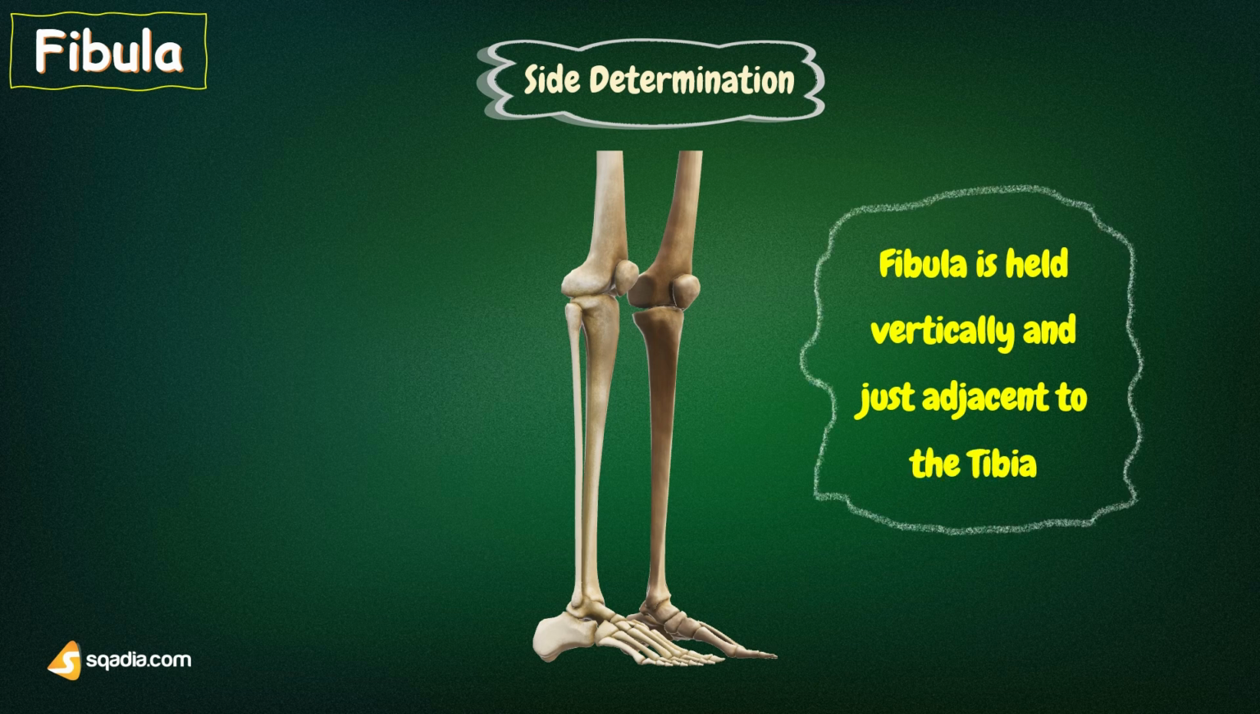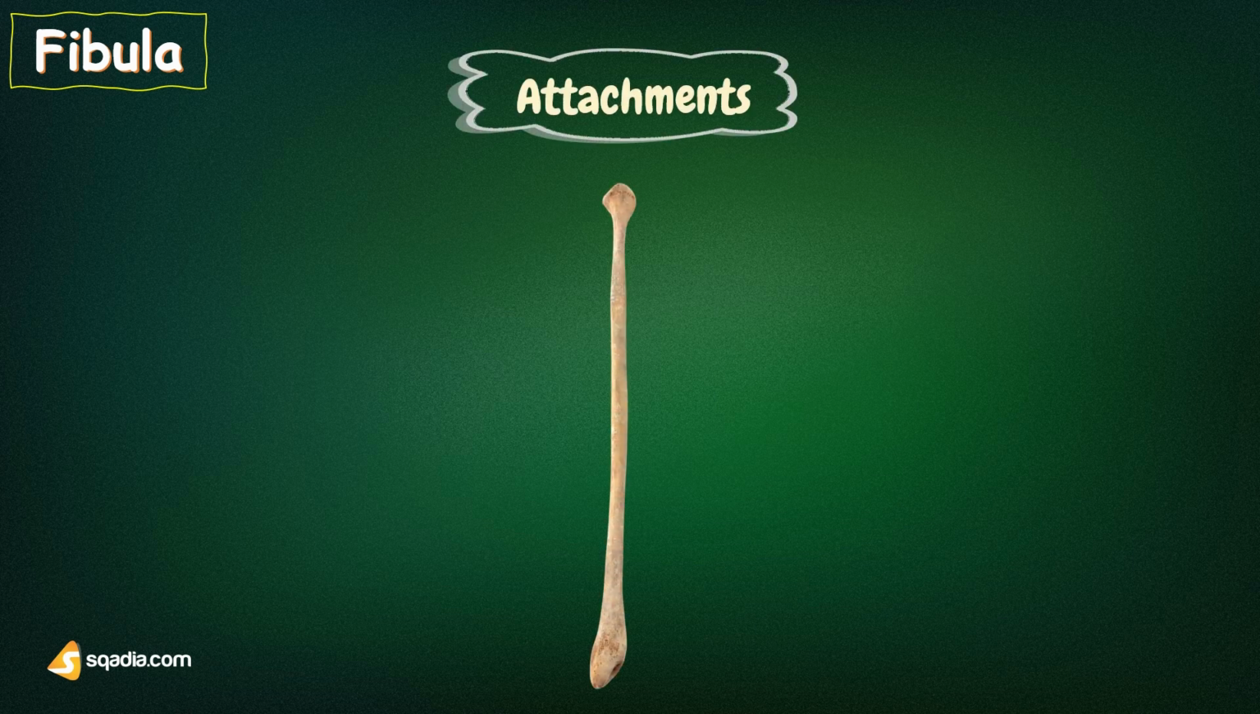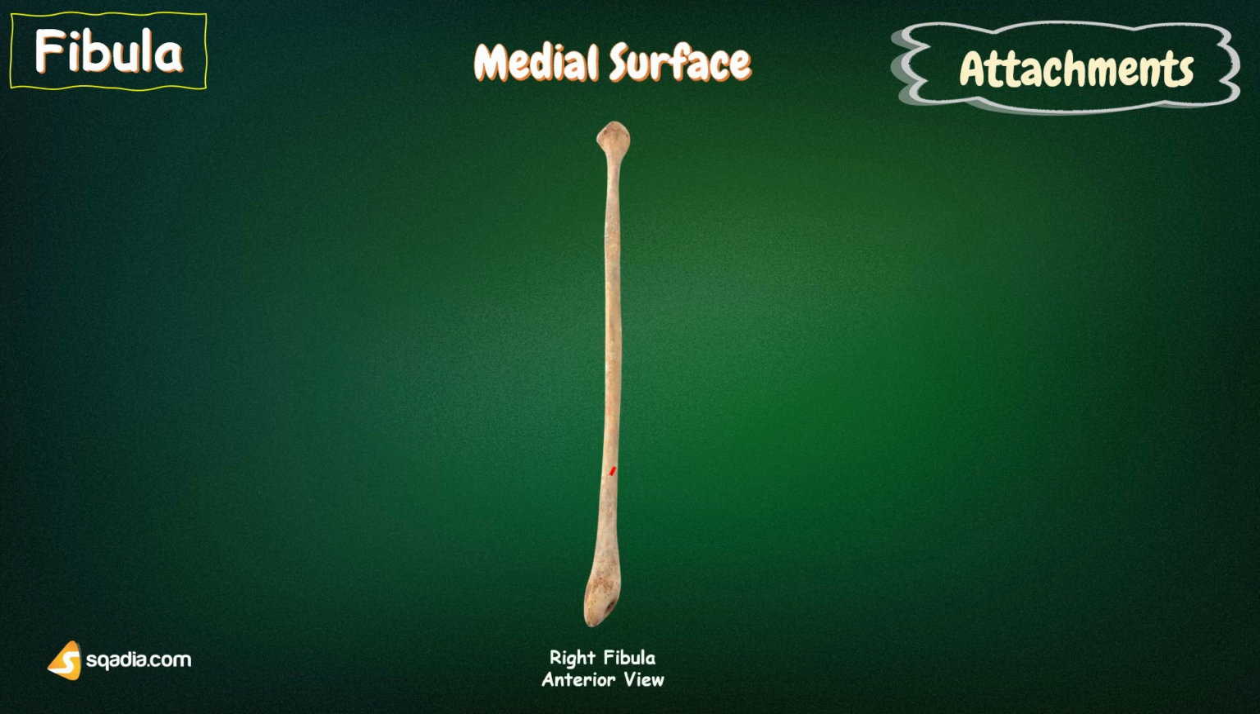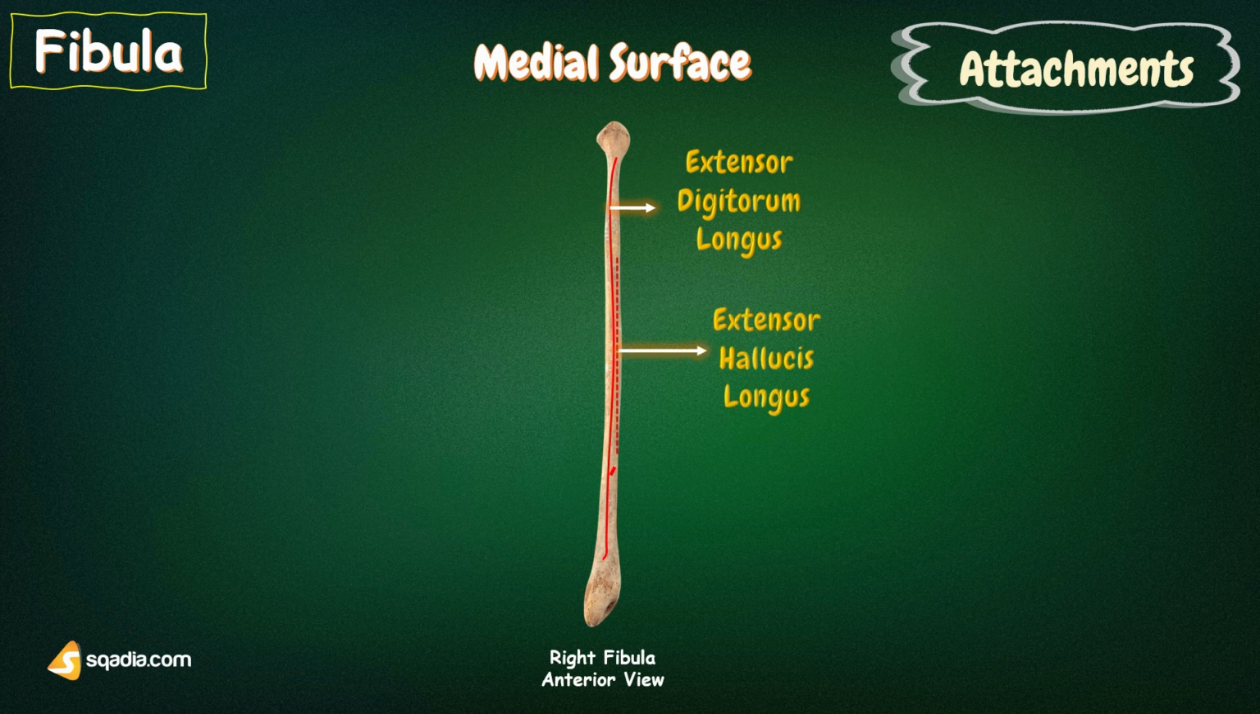Lastly, let's go through the attachments and relations of the fibular bone. To boost your memorization, let's go through the muscles that originate from the fibular bone surfaces one by one, starting with the medial surface of the shaft. As shown here, the extensor digitorum longus originates from the whole of the upper one-fourth and from the anterior half of the middle two-fourths, while a muscle called the extensor hallucis longus originates from the posterior half of its middle two-fourths.